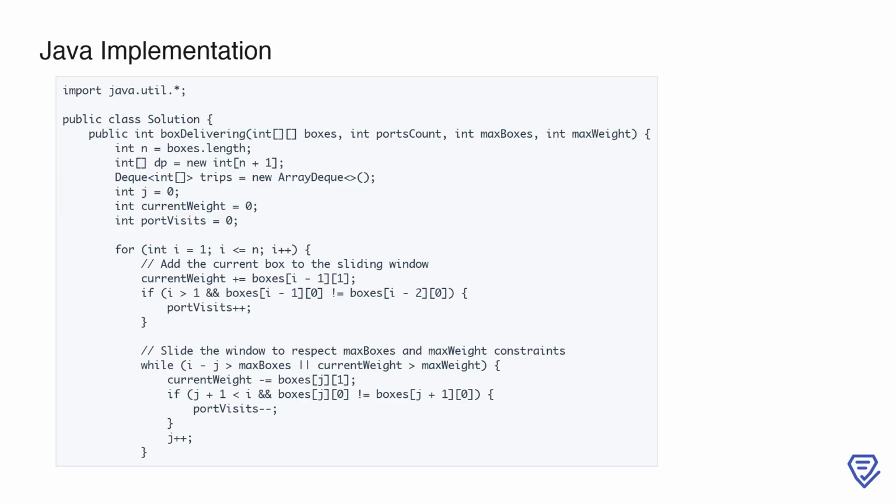Then, to ensure we adhere to the constraints of max boxes and max weight, we slide the window by adjusting the starting index j. As we remove boxes from the window, we update current weight and decrement port visits if removing a box changes the port sequence. This setup helps us maintain a valid sliding window while preparing for the next step of the algorithm.